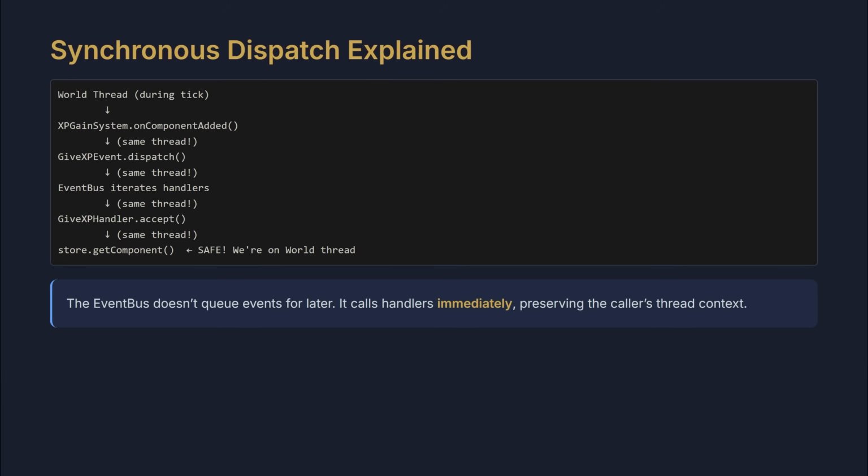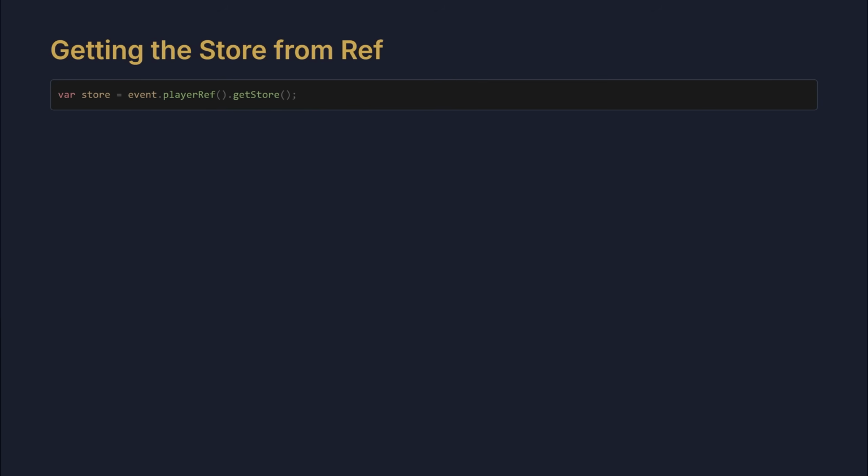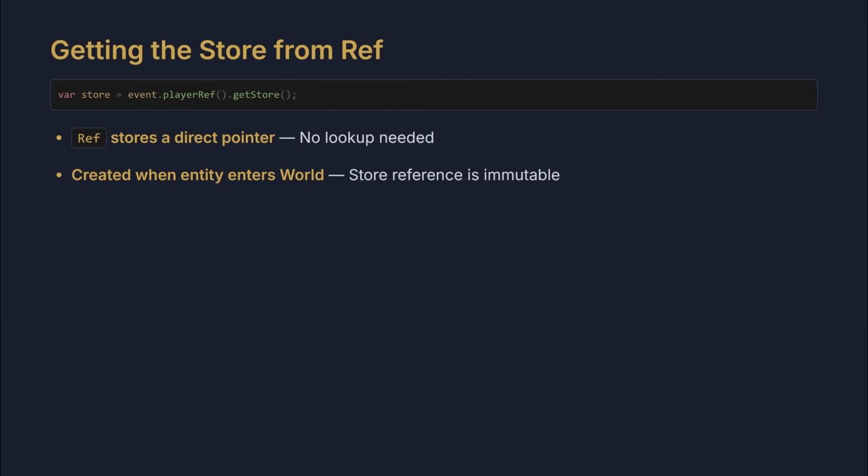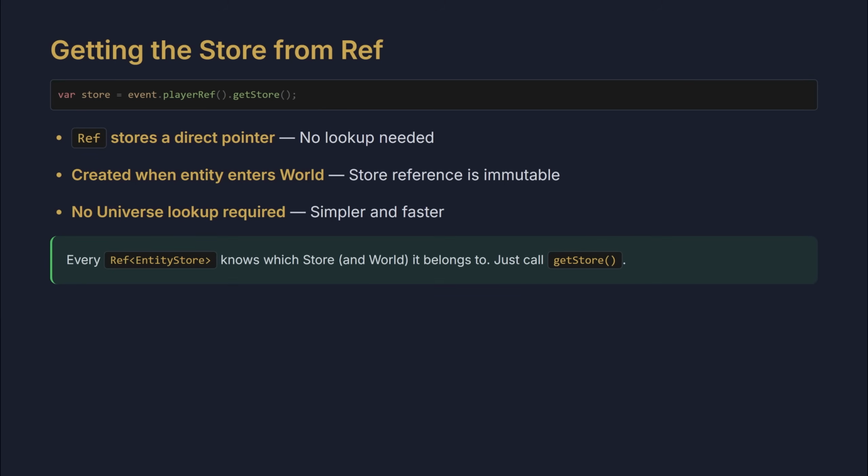The event bus doesn't queue events for later. It calls handlers immediately, preserving the caller's thread context. So we can get the player ref from the event because this is what we have passed ourselves inside the event class, and we can get the store. It stores a direct pointer, no lookup is needed, and it's created when the entity enters the world. So the store reference is immutable, and we don't need any kind of universe lookups. It's simpler and faster. So let's create our GiveXP handler.